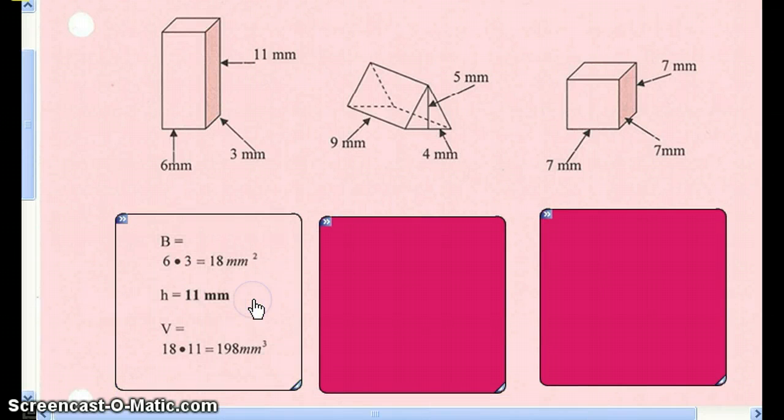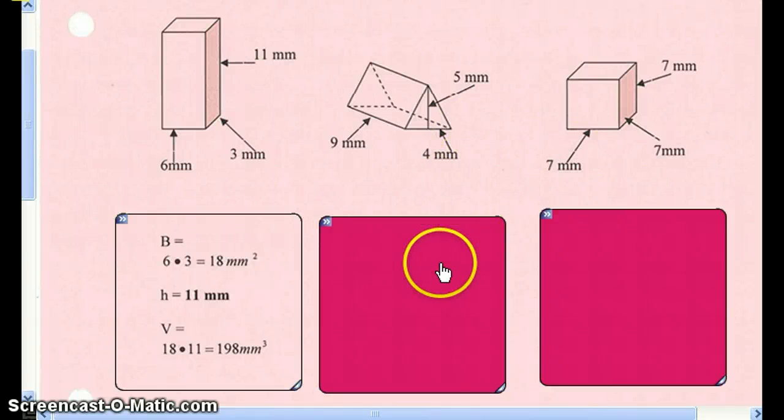For this first one, the area of the base would be 6 times 3, which is 18 millimeters squared. The height is 11, which is given, which means the volume, we take 18 times 11 to get 198 millimeters cubed. Please find the volume of the following 2 prisms, and pause the video before you find your answer, and then press play to check your answer.